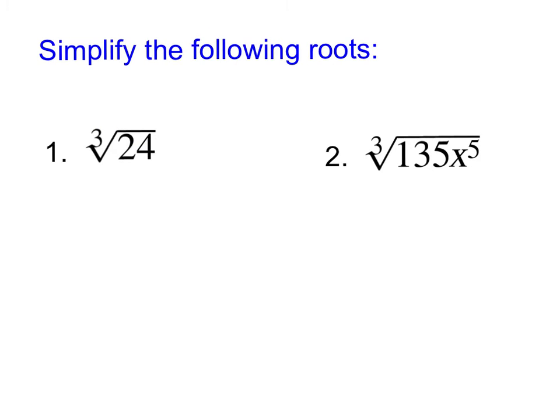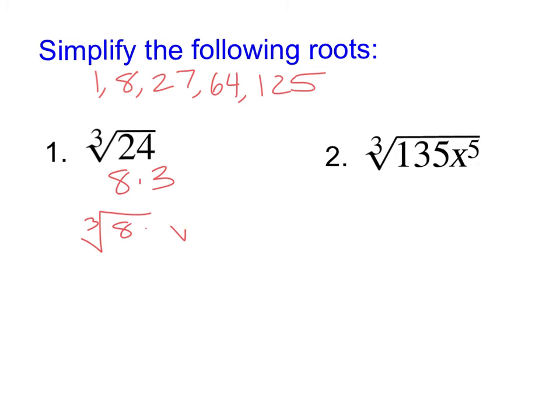Okay, so same idea, but instead of perfect square, what perfect cube goes into 24? So our perfect cubes, remember 1, 2 to the 3rd is 8, 3 to the 3rd is 27, 4 to the 3rd is 64, 5 to the 3rd is 125. So those are the main ones, right? So which of these numbers above, other than 1, goes into 24? That's 8 and 3. Right? So we've got the cubed root of 8 times the cubed root of 3. The cubed root of 8, what times itself 3 times is 8? 2. We can't do anything with the cubed root of 3, and we're done.